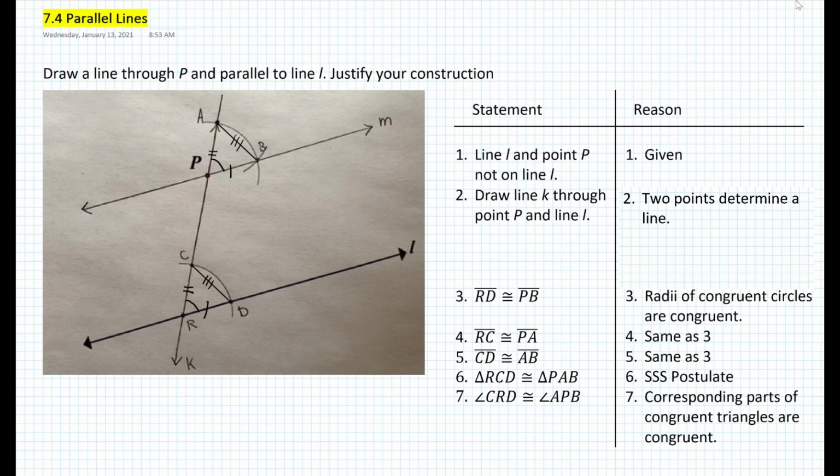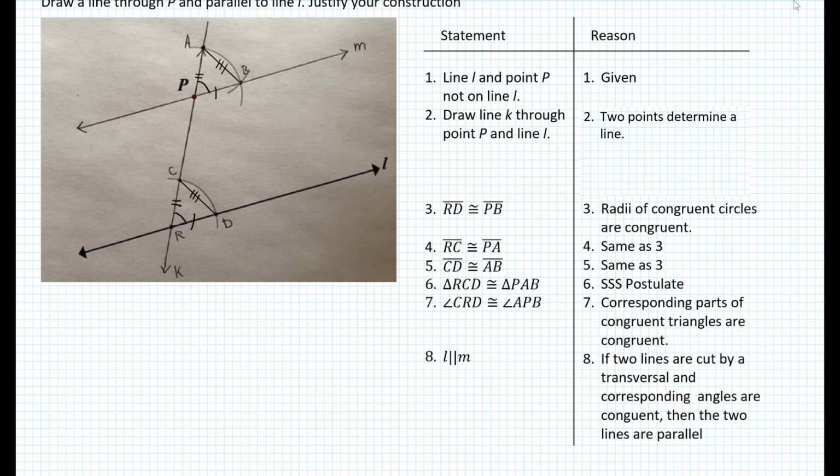Notice that here these two angles are created by two lines and a transversal. So that means that these corresponding angles, since they are congruent, that the lines L and M must be parallel. So let's write that in the statement reason table now. So our last step would be that line L is parallel to line M, because if two lines are cut by a transversal and corresponding angles are congruent, then the two lines are parallel. And this basically proves it, that this construction will always yield parallel lines.